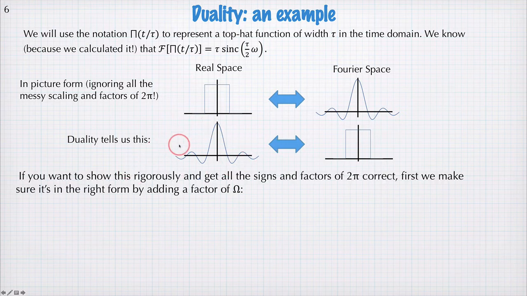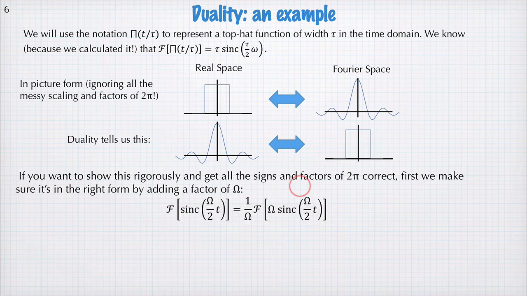So let's compute the Fourier transform of a Sinc function using the duality principle. We haven't formally computed that Fourier transform. We know that it's going to be a top hat function, but we don't know what the factors of 2 pi are going to do. So let's get that right using the duality principle.